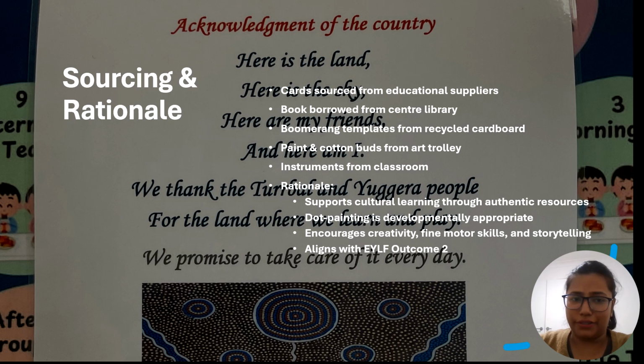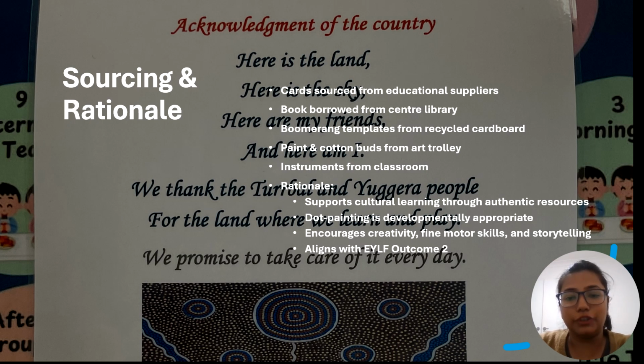And the sourcing and rationale. The Aboriginal symbols and animal cards were provided by educational suppliers in partnership with First Nations artists. The Sing Along Gaggle book was borrowed from the centre's library. The boomerang templates were cut out of recycled black cardboard. Paint and cotton buds were picked from the art trolley.